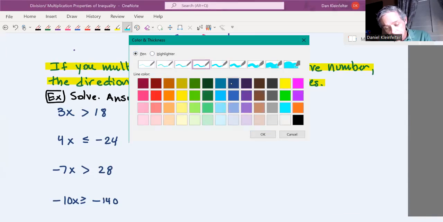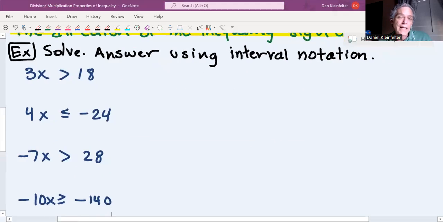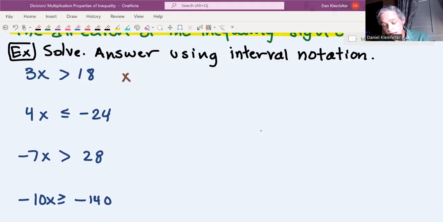Okay, so let's try that right here. We're going to solve each of these and answer using interval notation. Here, 3x is bigger than 18. We would divide both sides by 3. 3 is positive, so there's nothing to worry about. X is bigger than 6. So we have 6 up to infinity.